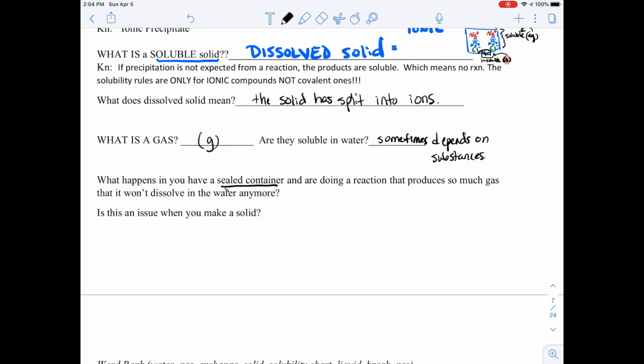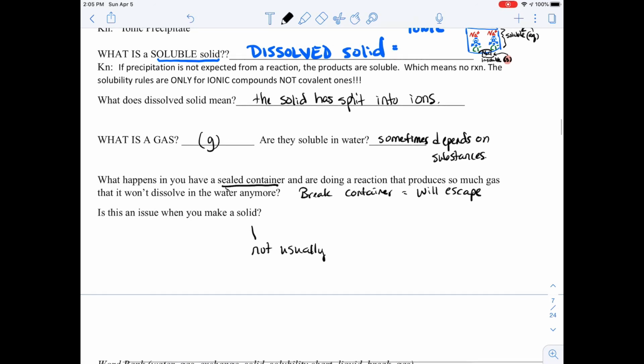As a note, what happens if you have a sealed container, and you're doing a reaction that produces so much gas that it won't dissolve in the water anymore? Yeah, it's going to break the container, pop the lid off, whatever. That gas that's being produced will escape. Gases are very strong. Is this an issue when you make a solid? Not usually, because solids don't take up as much space as gases, and a lot of times solids are more soluble than the gas.